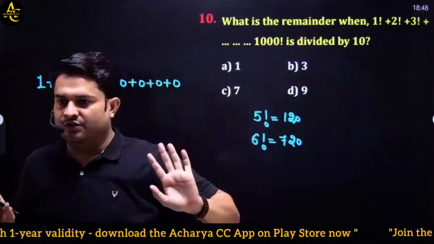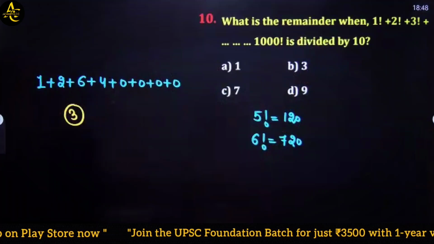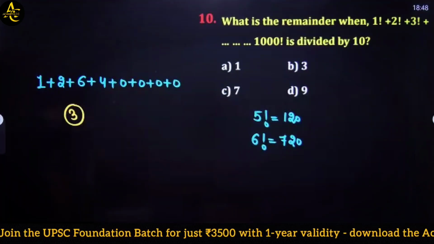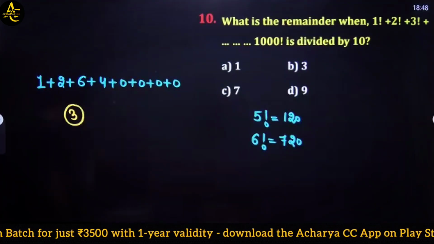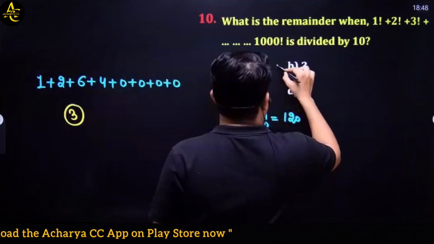Tell me, is it clear to you? Is this concept clear to all of you? Okay. So 3 is the answer here. Next.